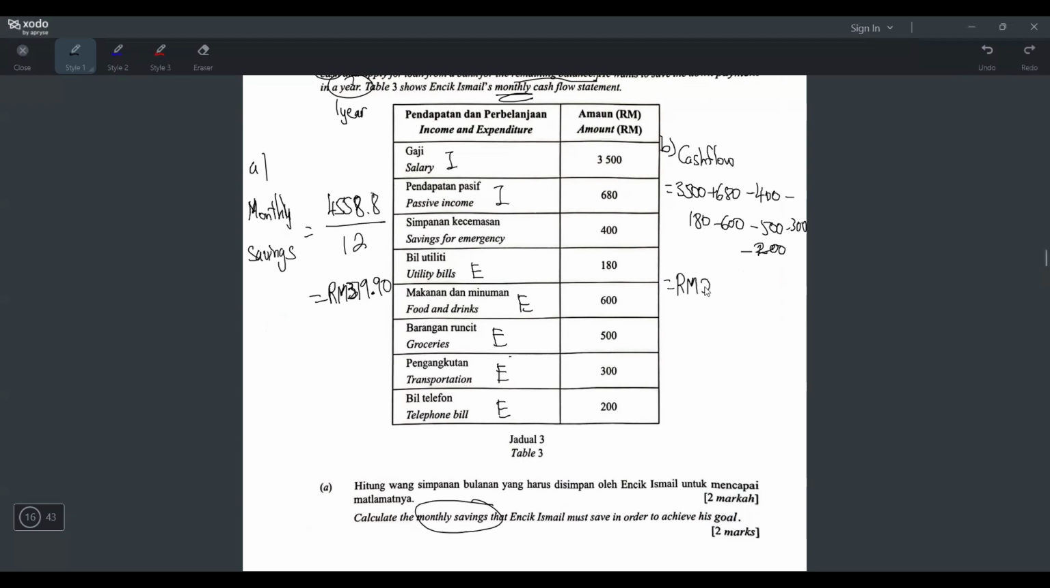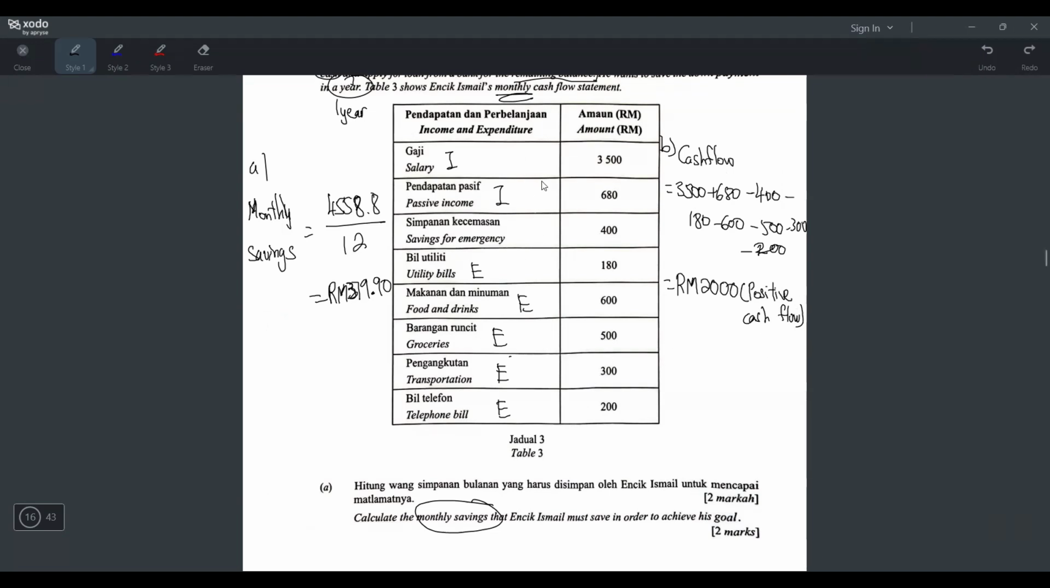RM 2000. Okay, if your cash flow is positive 2000, it means I'll write here positive cash flow. Positive cash flow, right? And what it means if your cash flow is positive, it means your total income is more than your total expenses, right? But what if you get negative cash flow?